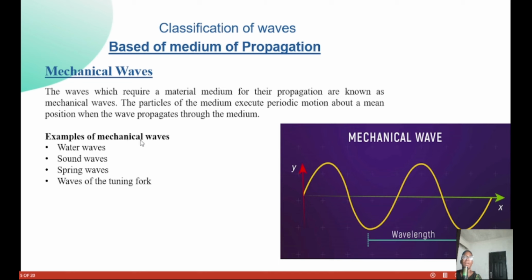Examples of mechanical waves are water waves, sound waves, and I know you don't need to tell me the medium of propagation. When you say water waves, you already know that water is the medium. Also spring waves and waves of the tuning fork. So these are all examples of mechanical waves. Mechanical waves are waves that require a material medium for their propagation. That is, they need to pass through something before they can be propagated.